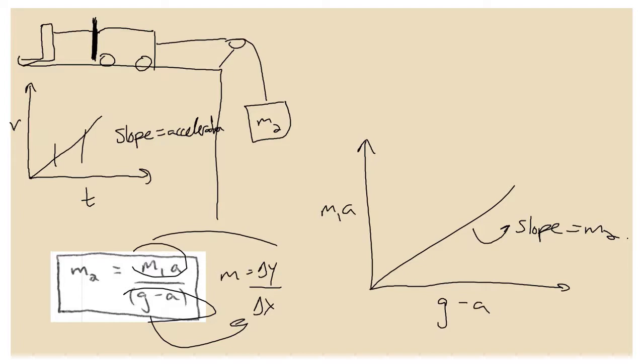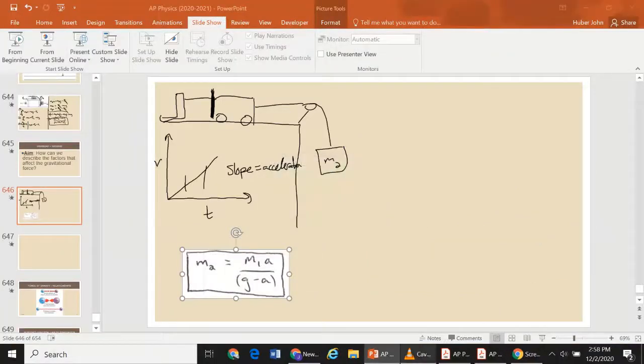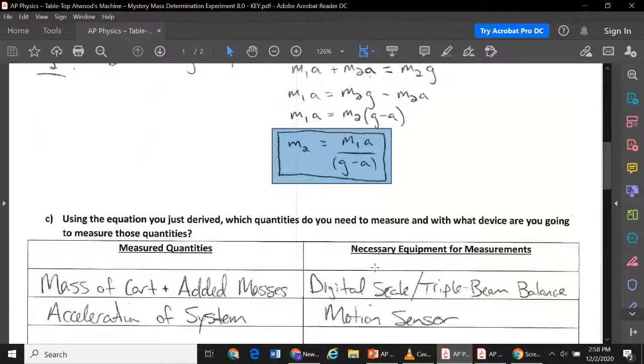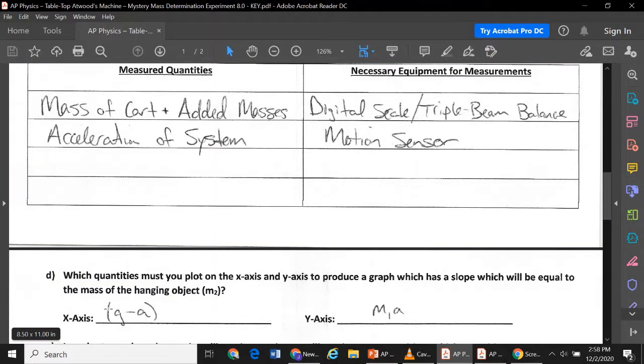Pretty cool. So for the answer key there, I just wrote, you plot g minus a on the x-axis, you put m1a on the y-axis, and you're in business. That's the basic idea behind part D. Anytime a derived equation or an equation from the reference table works out to be a fraction, just plot the numerator on the y-axis, the denominator on the x-axis, and you're in business. That's the point.